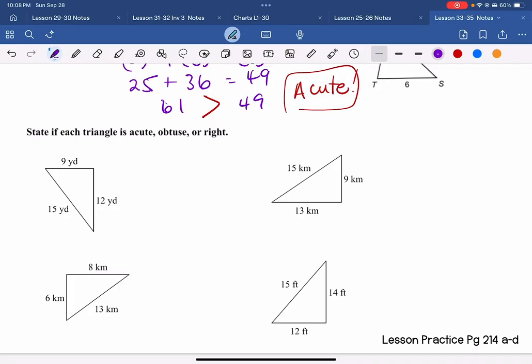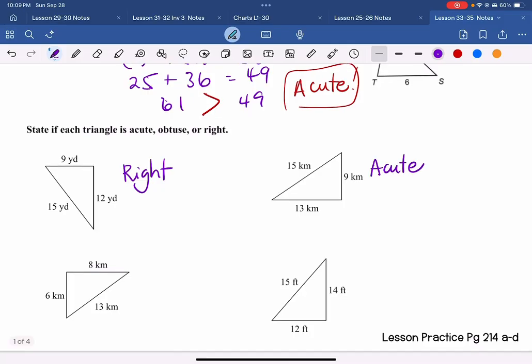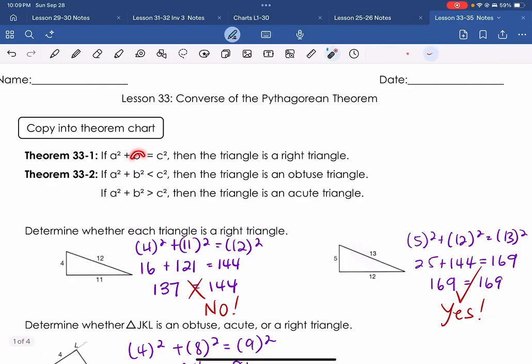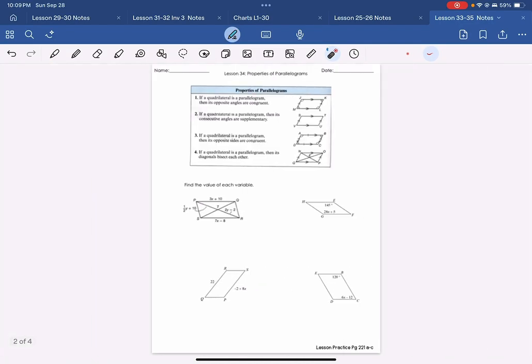Okay, for this one, you should have gotten a right. Over here, you should have gotten acute. This one is obtuse. And the last one is also acute. How'd you do? If you missed any of these, go back and check your work. It was probably a calculating error, or you forgot which signs meant what. But it'll get better with practice.